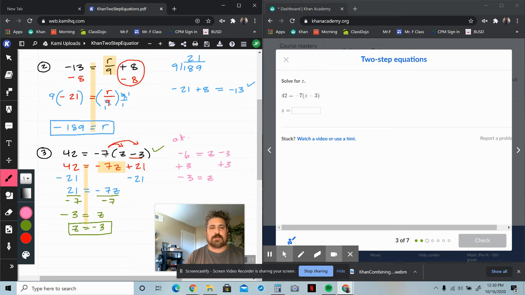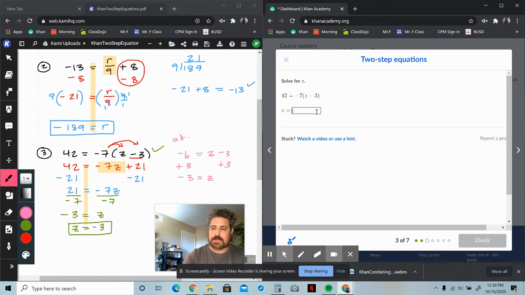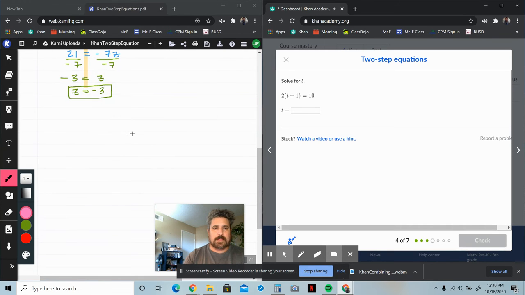So you could have divided both sides by that factor of negative 7 and then broken the parentheses out that way. It can work either way. Just pick your preference. I like to distribute first and then combine like terms and then get my variable by itself. All right, let's put our answer in. So this is going to be z is equal to negative 3. All right, we're good on that. Let's do the next one.